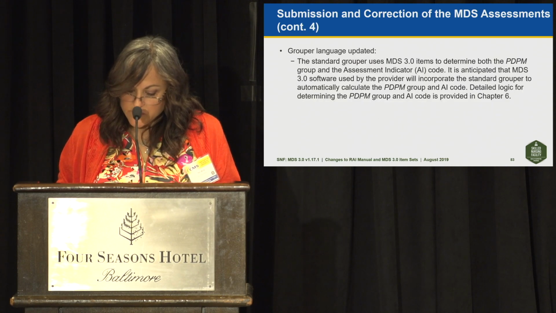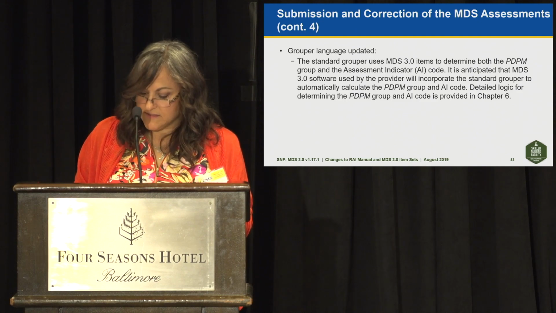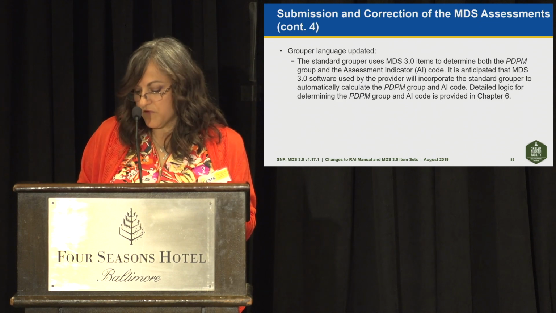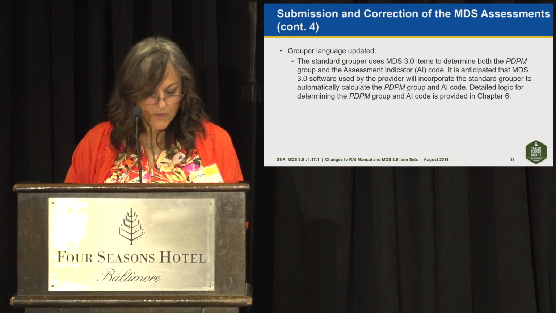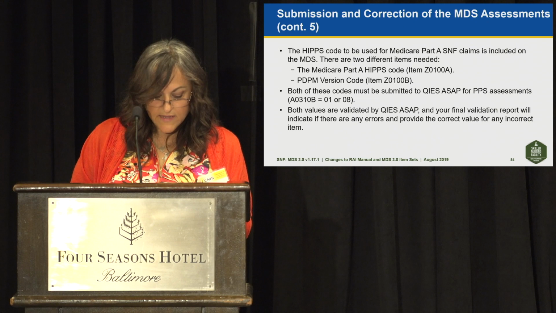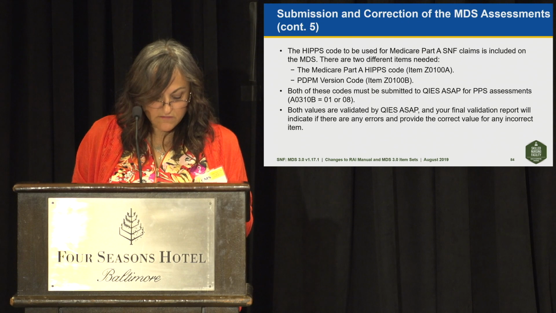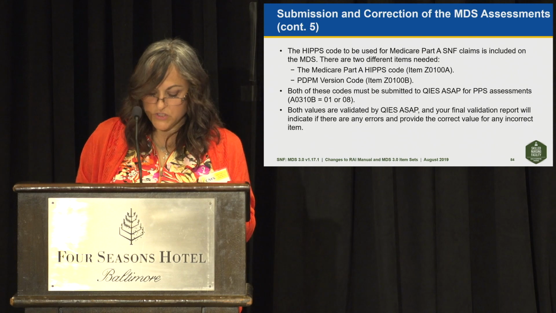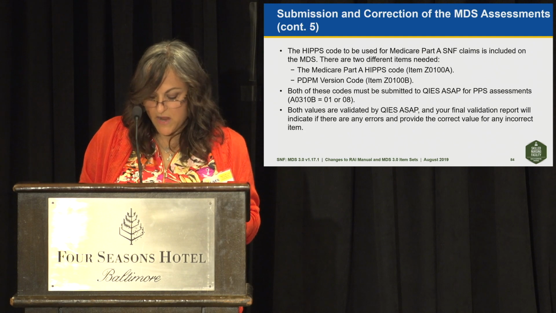Grouper language was also updated to remove references to RUG-IV and replace them with PDPM, as seen in the italics on this slide. Standard grouper logic and software for PDPM and the AI code are provided by CMS on the MDS 3.0 website. The HIPS codes to be used for Medicare Part A SNF claims are included on the MDS and are the items Z0100A and B, which we've already gone over. So Z0100A is most often used on the claim, and Z0100B is the version code for the PDPM that was used to determine the PDPM payment groups, represented by the HIPS code.